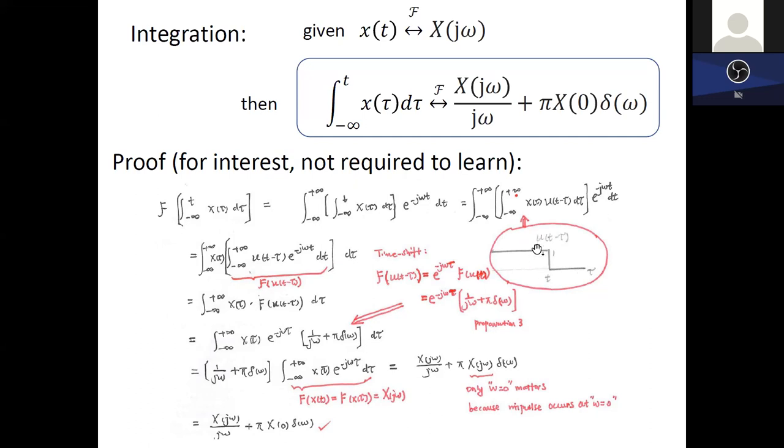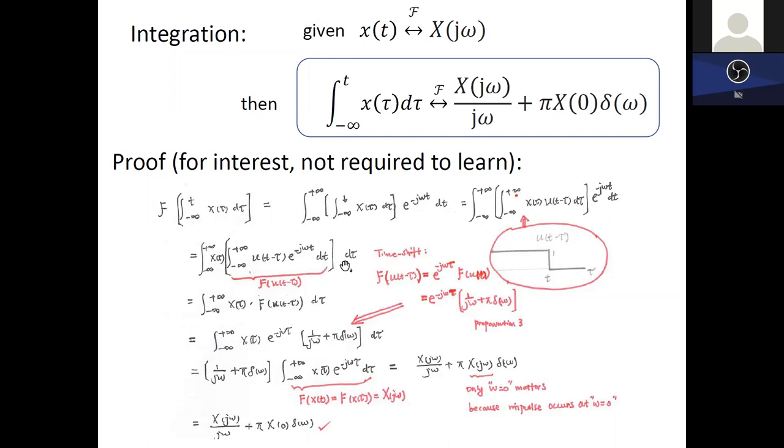Because of this signal u of t minus tau, everything to the left of t is retained without any change because it is multiplied by one. Everything to the right of t is eliminated. Therefore, this integral, although its upper limit is plus infinity, equals the integral whose upper limit is t. This is the first transformation we make. And then we have two loops of integration. The inner loop of integration is for the time variable tau.